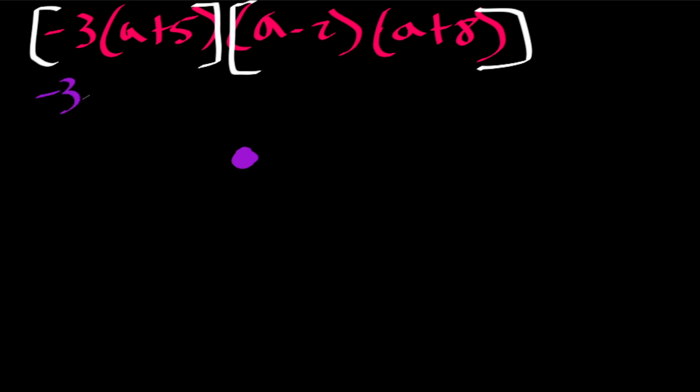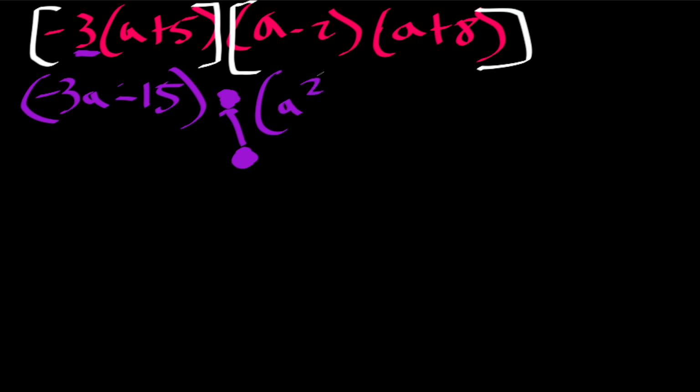So first we're going to say -3a minus 15, because we would distribute this -3. But then you're going to want to keep that in parentheses, because remember, this multiplying is actually going to stay in the middle. So now we're going to start another parentheses, because now we're going to FOIL this, a minus 2, a plus 8. So a times a would be a squared. A times 8 would be plus 8a. -2 times a would be minus 2a. And then -2 times 8 would be minus 16. So those are my 2 parentheses.